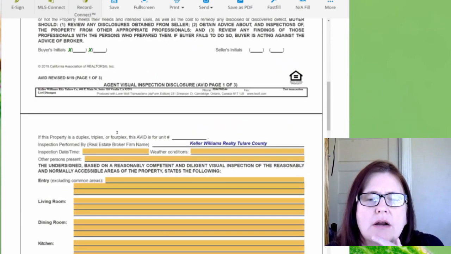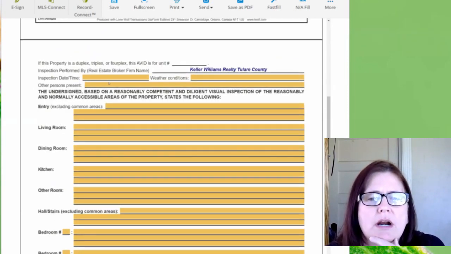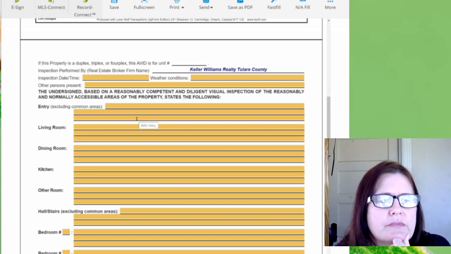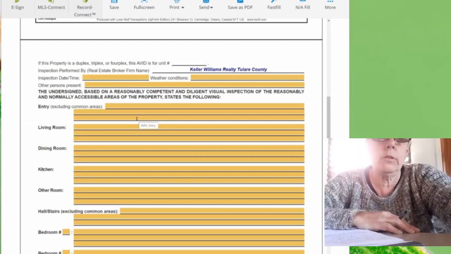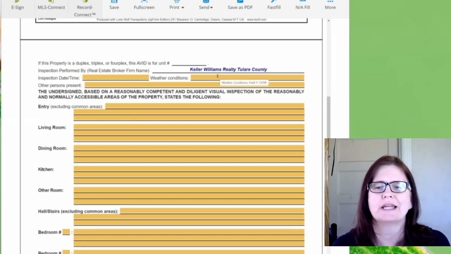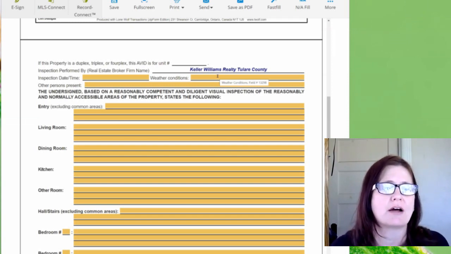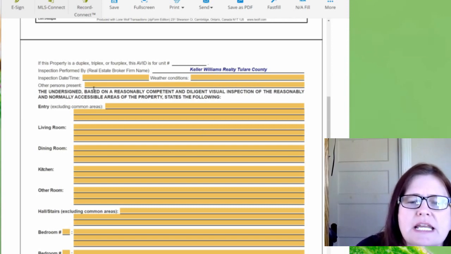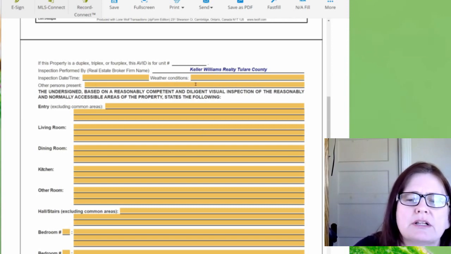And then here on the second page, we are going to write the date and time that we inspected it and what the weather conditions are. What's the reason we write the weather conditions? Maybe a leaky roof. Yeah, if it's rainy, we're not going to see things as well as if it's sunny, or if there's snow on the ground, we're not going to necessarily see cracks in the driveway, right? So that gives some information, and then any other person's present. If the home inspector's there, the buyers are there, whatever, just list them there.